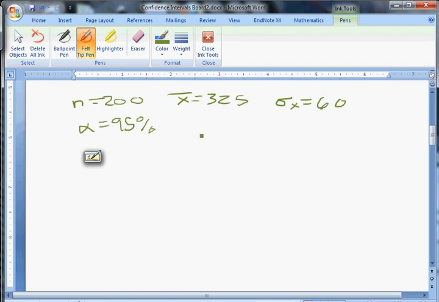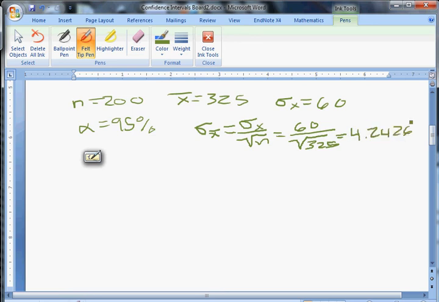So first, let's find our sampling distribution standard deviation, which is going to be the population standard deviation divided by the square root of our sample size. It's going to be 60 over the square root of 325. I'd love to give you guys the time to do that. You can do it in a minute. 4.2426. It looks like I forgot the square root in my notes. That's fine. I'll fix that.